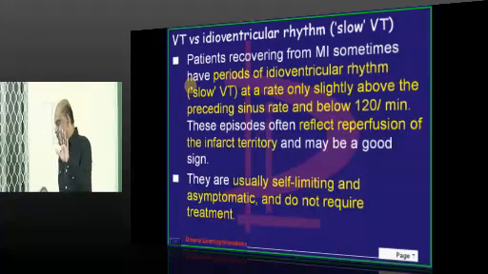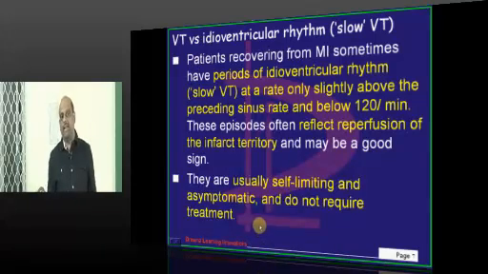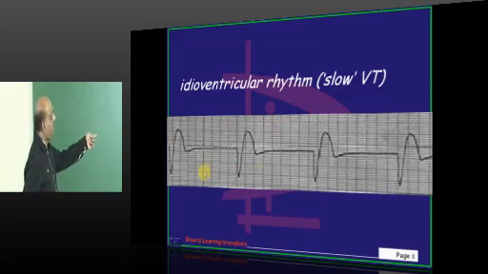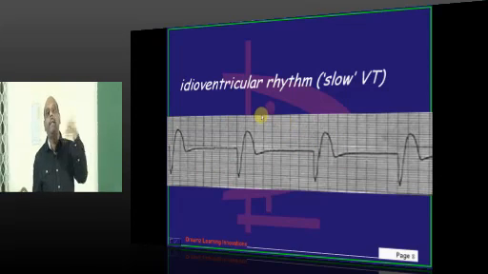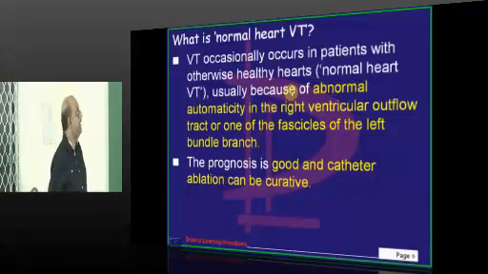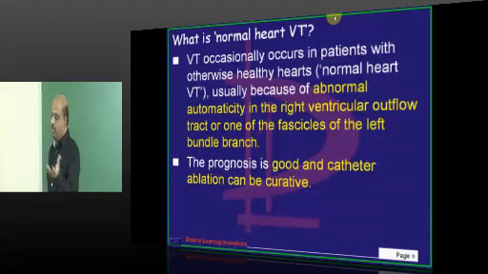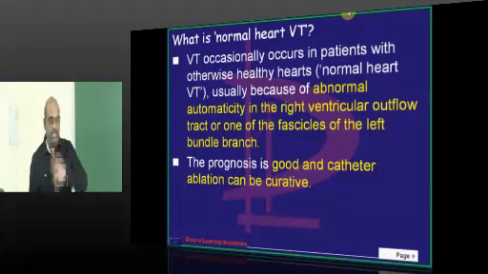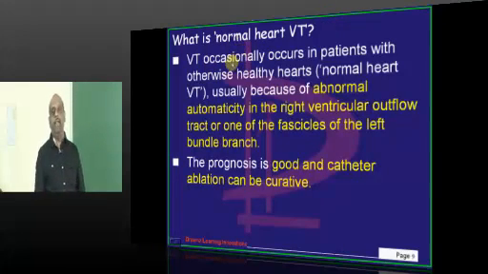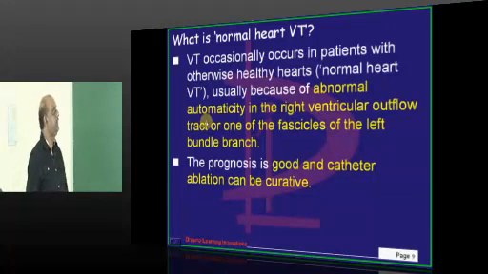Generally, these episodes of idioventricular rhythm are all self-limiting and asymptomatic, and they do not require treatment; you need to remember that. So what you are seeing here is basically called a slow VT, idioventricular rhythm, which you need to be very sure about. Then, already you know how to differentiate VT from SVT with aberrant conduction, and VT versus slow VT. Then one more entity you need to know: normal heart VT.